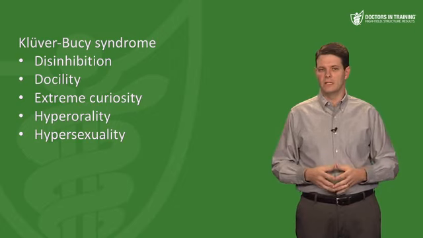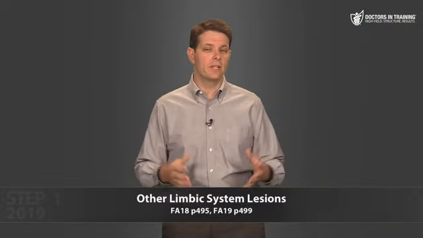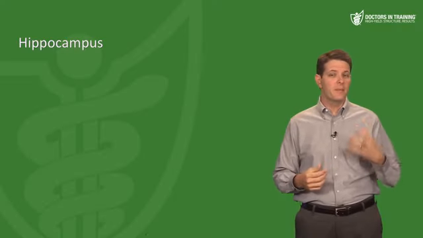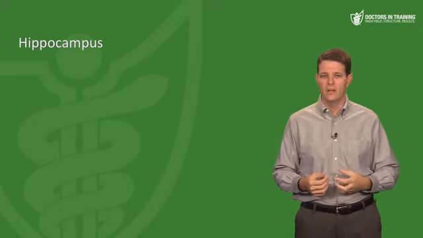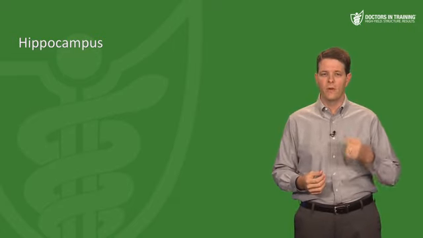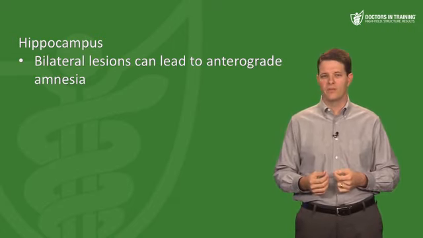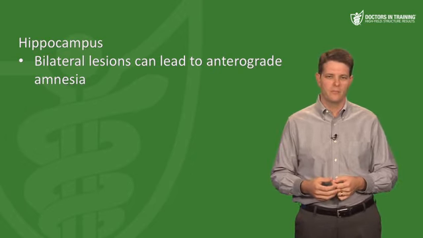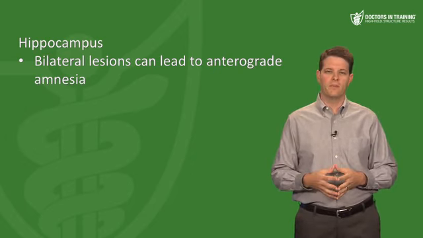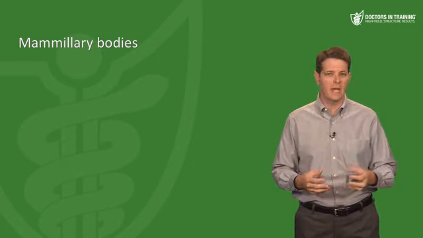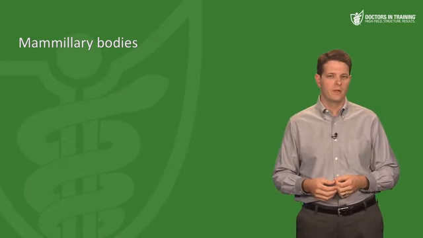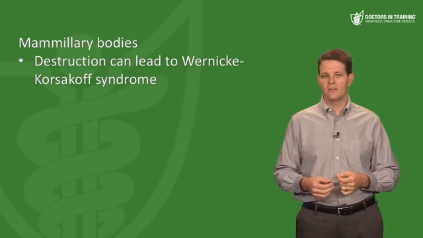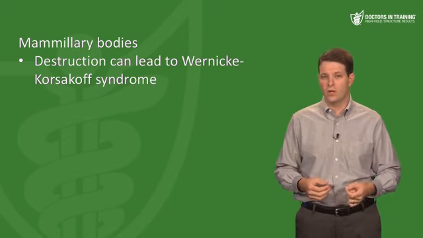Anyway, that's the amygdala. Let's talk about some other lesions of the limbic system. We said that the hippocampus is important for memory, especially making new memories. So bilateral hippocampus lesions can result in anterograde amnesia. Another part of the limbic system involved in memory is the mammillary bodies, which again houses the mammillary nuclei. We said that destruction of the mammillary bodies results in something called Wernicke-Korsakoff syndrome.